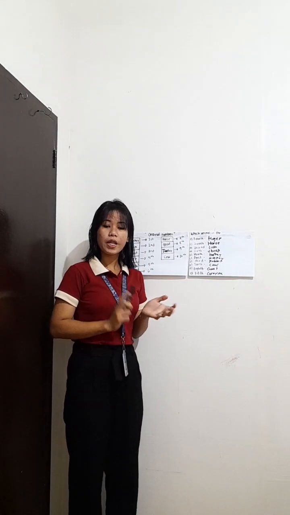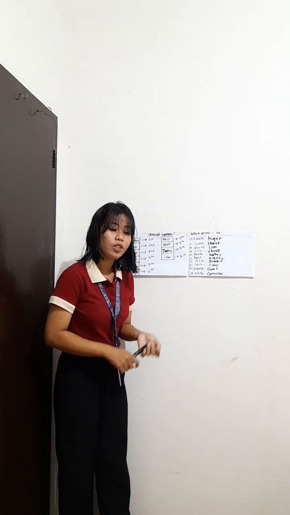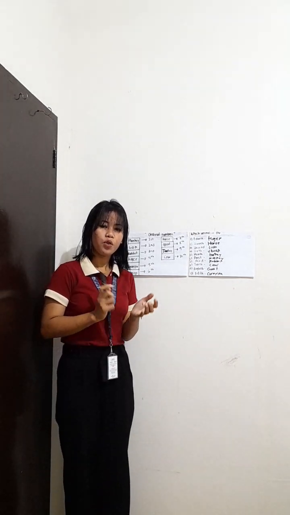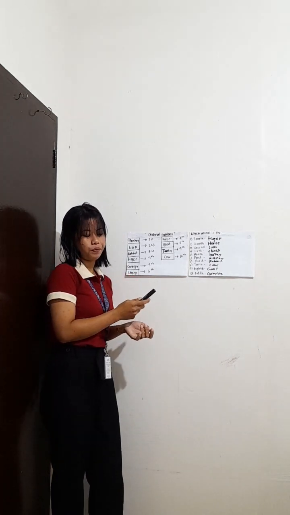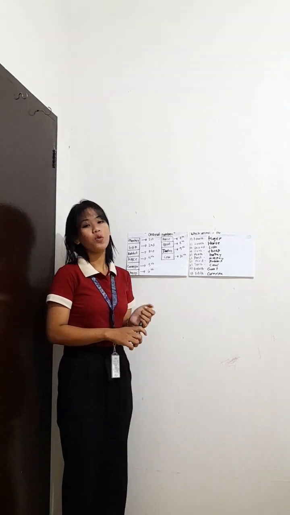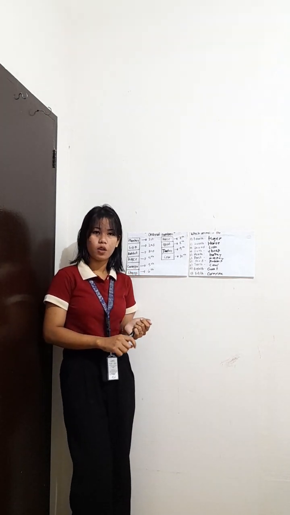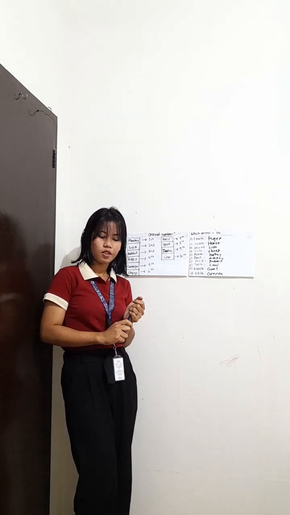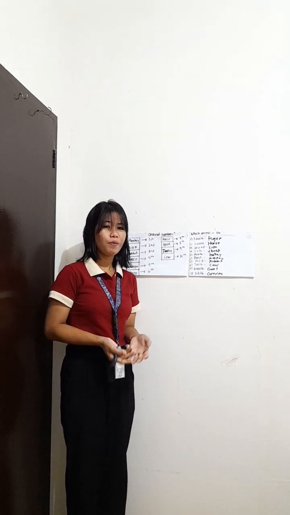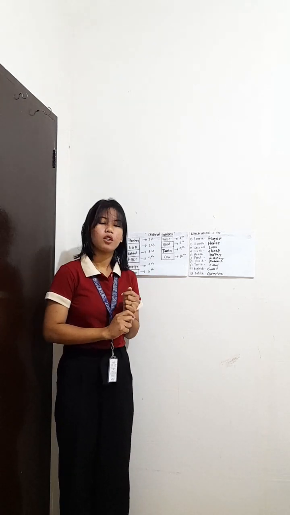Okay class, how many animals are in the set? Okay, very good. 10 animals. How were we able to answer all the activity? Okay, very good. And now, we are going to proceed to the discussion of our lesson today. What is an ordinal number? Tell us. Anyone? Okay, very good. How do we read and write the symbols of ordinal numbers?